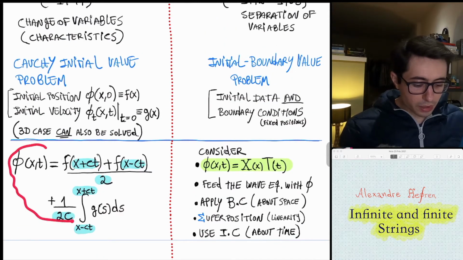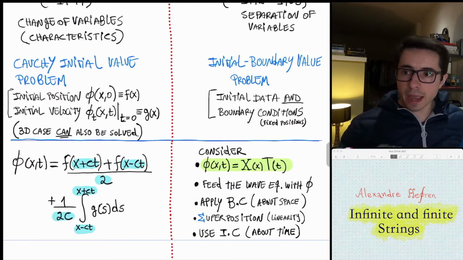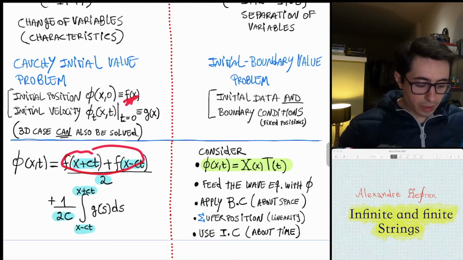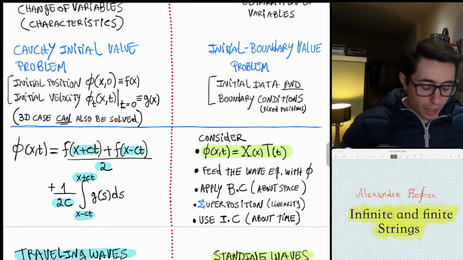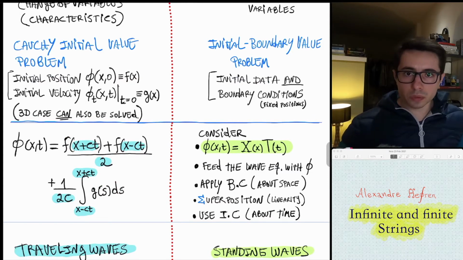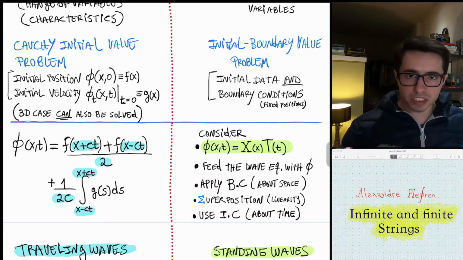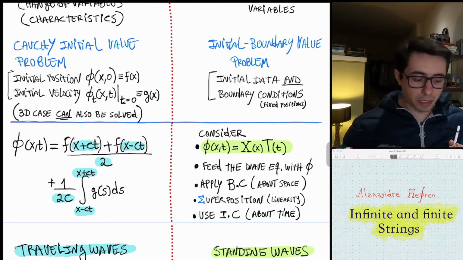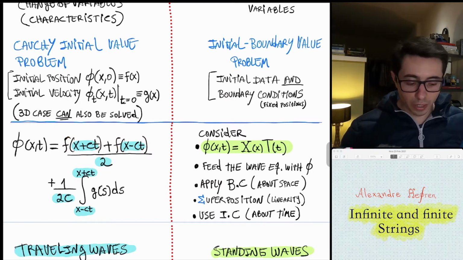So my phi as a function of x and t depends on initial positions, as I defined, and depends on initial velocities. And in the previous video, I mentioned that for the hyperbolic partial differential equation, we have two real characteristic directions, and these characteristic directions are actually implied here. We have x plus ct and x minus ct, and they have to do with what we call the forward or right-moving wave and the backward or left-moving wave.